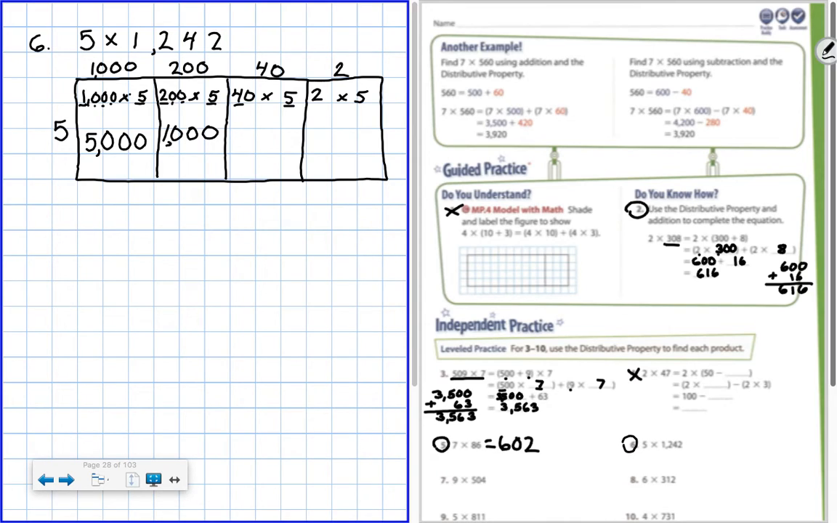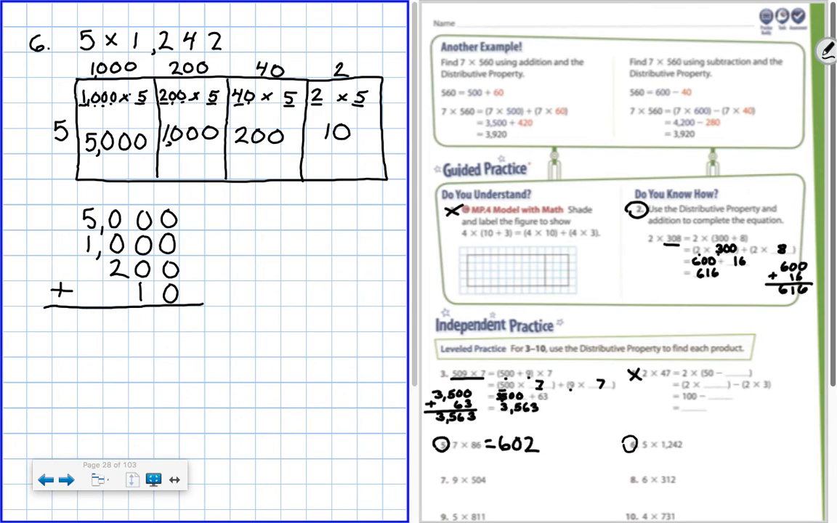40 times 5, use 4 times 5. 4 times 5 is 20. Stick on 1 more 0. And then 2 times 5 is 10. Now that we've multiplied, the next thing we need to do is add each of those together. Outside of your box, set up an addition equation using all of those numbers. Once you add them up, that will give you your final product for the equation.